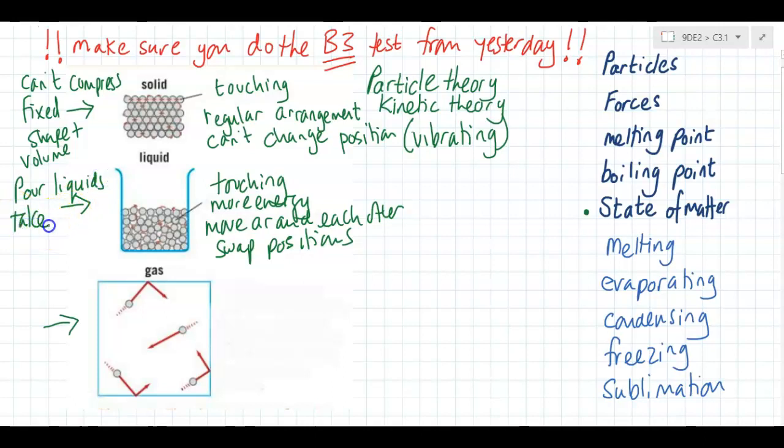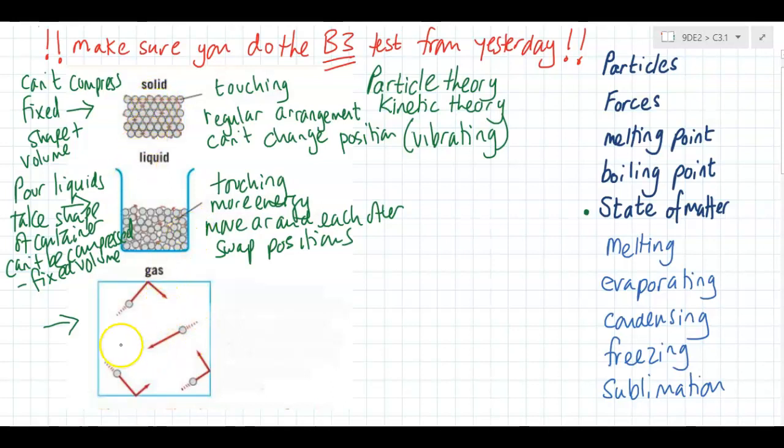They don't have a fixed shape. They take the shape of their container, but they do have a fixed volume because they can't be compressed. They can't be compressed because the particles are all touching each other. When you have to draw the particles in liquid, it's quite hard to show them touching, but not in a regular arrangement like in this solid here.